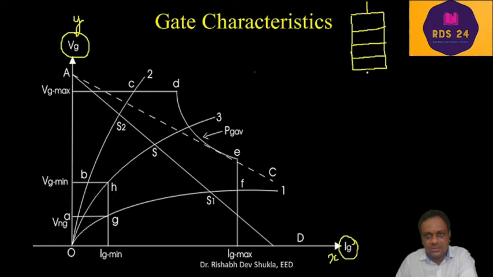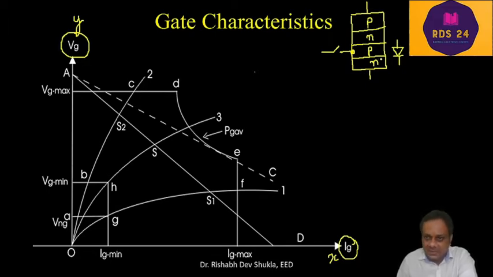This is the layer structure of the SCR. This is the P-type layer, N-type layer, then again P-type layer, then again N. And the gate is built into the inner P region. So the gate circuit can be considered as a PN junction, this is the P and this is the N, so it is like a diode characteristic.